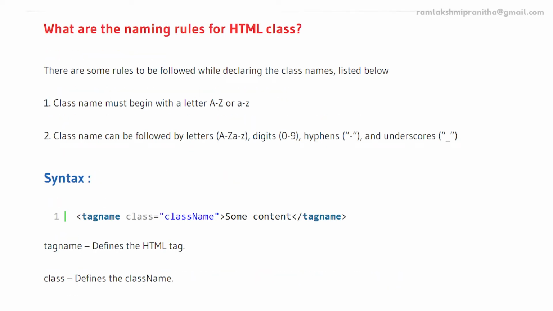What are the naming rules for HTML class? There are some rules to be followed while declaring the class names, listed below. 1. Class name must begin with a letter, A-Z or a-z. 2. Class name can be followed by letters A-Z, digits 0-9, hyphens (dash), and underscores. Syntax: open tag name, and inside it class declaration, and close tag name. Tag name defines the HTML tag. Class defines the class name.